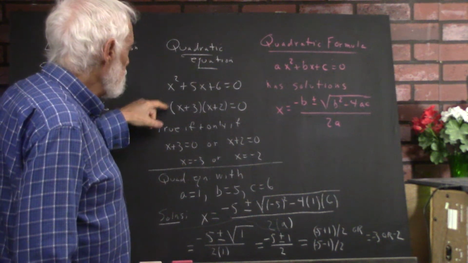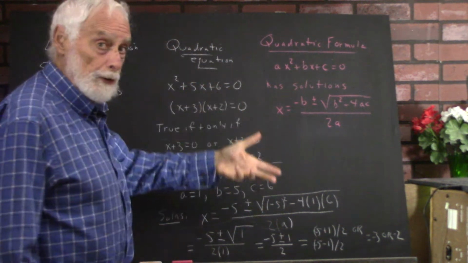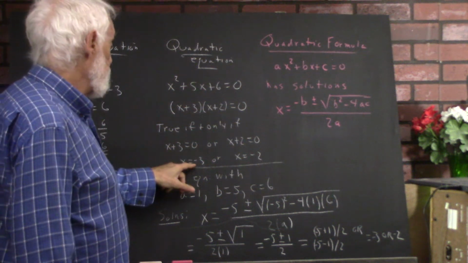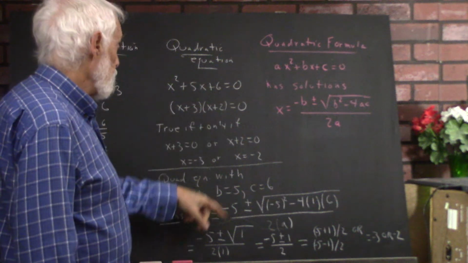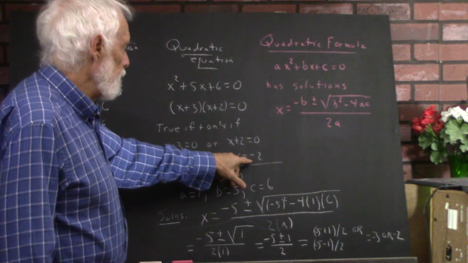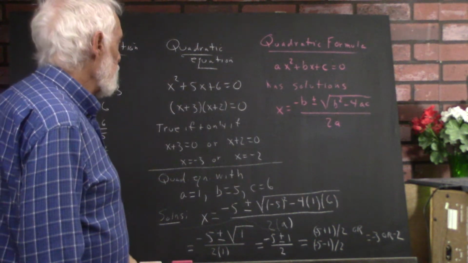Okay, well, this is true if and only if one of these numbers is 0, because you can't multiply two numbers and get 0 unless one of them is 0. So if x plus 3 is 0, well, you get x equals negative 3, and that makes it all 0. If x plus 2 equals 0, x is negative 2, and that makes the whole thing 0. So that's one way to solve it.